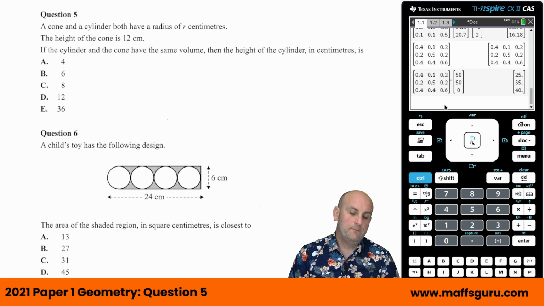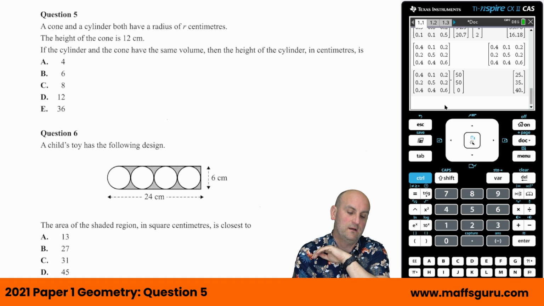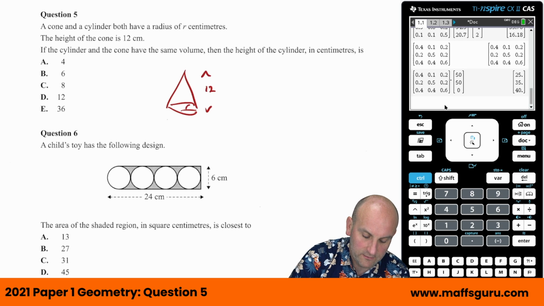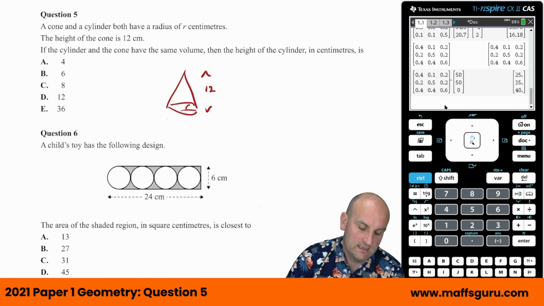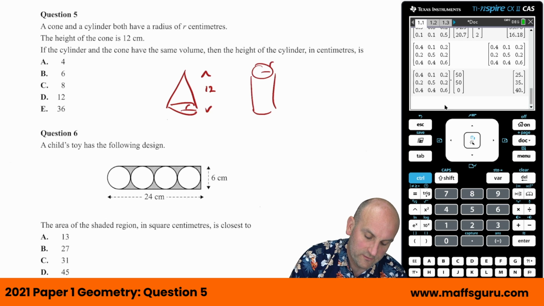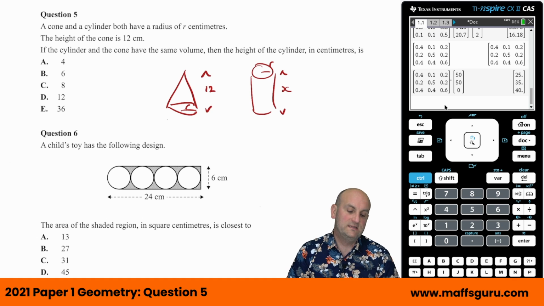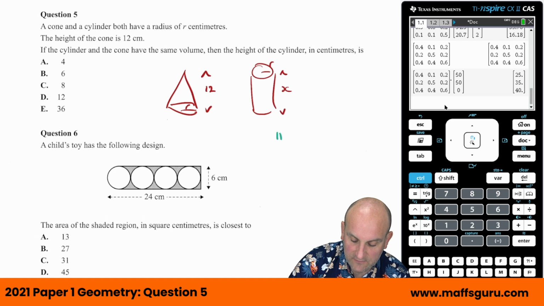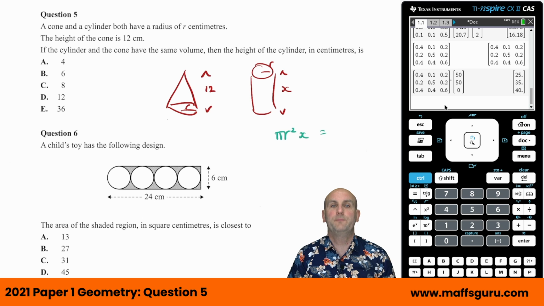A cone and a cylinder both have a radius r centimeters. The height of the cone is 12. So I've got a cone, and I know that's 12, and it's got a radius of r. And the cylinder also has a radius of r. I actually call the height of the cylinder x. The reason being is they have the same volume. Now the volume of a cylinder is given by pi r squared times x in this situation. So it's pi r squared times the height, and I've called the height x.